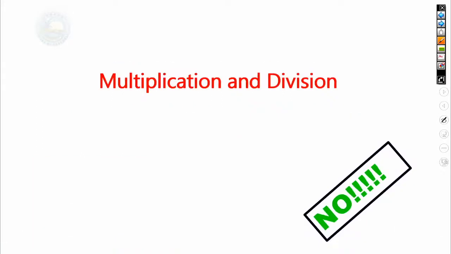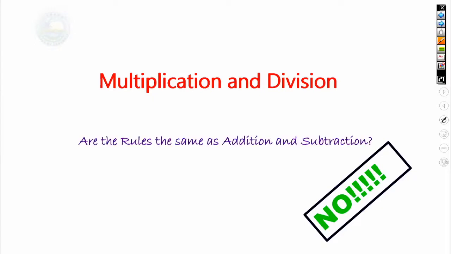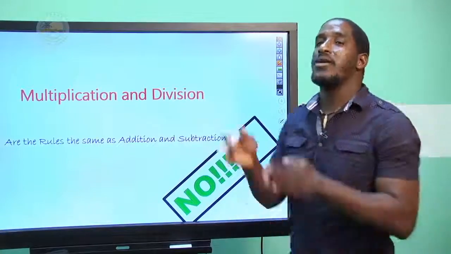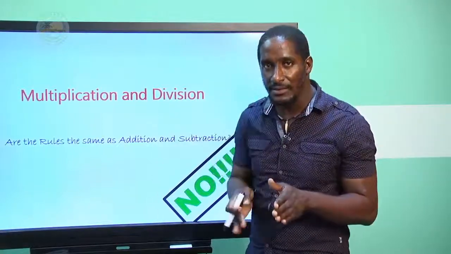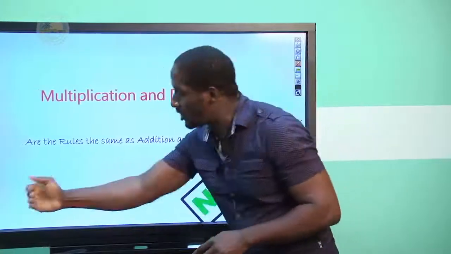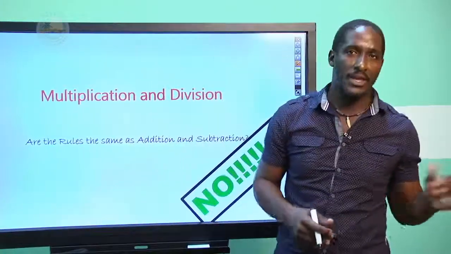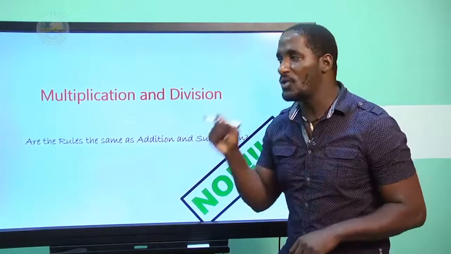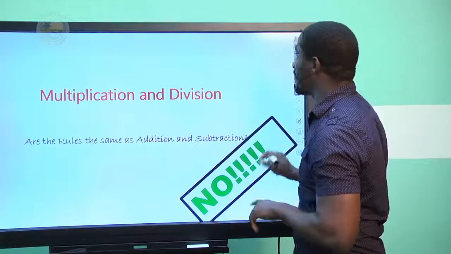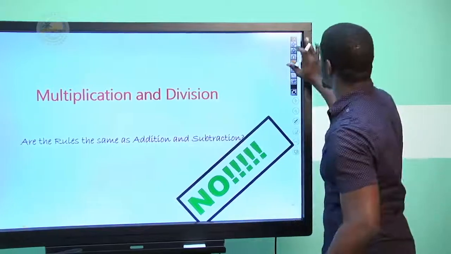Multiplication and division. So we have just looked at addition and subtraction. For multiplication and division, are the rules the same as those for addition and subtraction? And the answer is a resounding no. So when working problems involving integers, the first thing that you have to do is determine if you're doing addition and subtraction or multiplication and division. If you are doing addition and subtraction, we just showed you what you had to do. However, if you are to do multiplication and division, this is what we do.